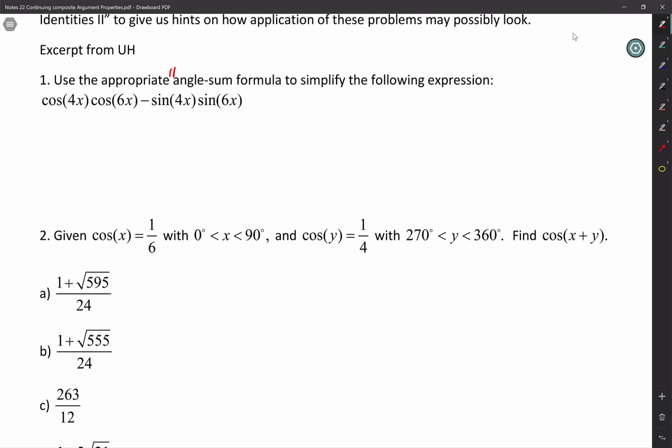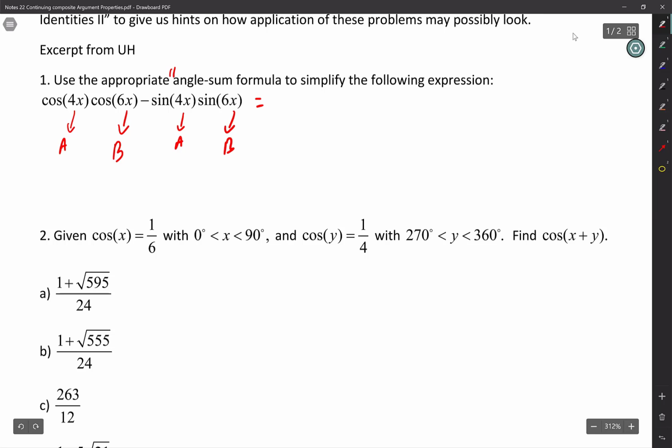So number one, it says, use the appropriate angle sum formulas to simplify the following expression. And I have an expression here. You notice that it says cosine, cosine, sine, sine. So because it says cosine, cosine, sine, sine, that 4x is like an A. That 6x is like a B. That 4x is your A. That 6x is your B.